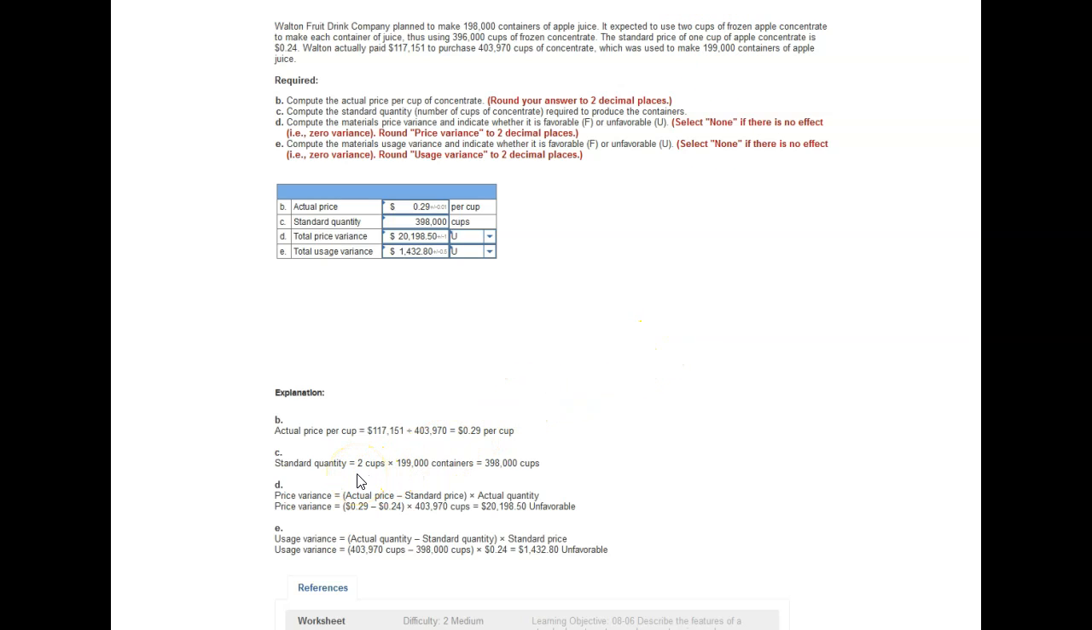2 cups, what the standard called for. If they actually produced 199,000 containers, they should have used 398,000 cups. That's the standard quantity. What should they have used based on actual output? Actual output, here's the standard. So 398,000 cups they should have used.